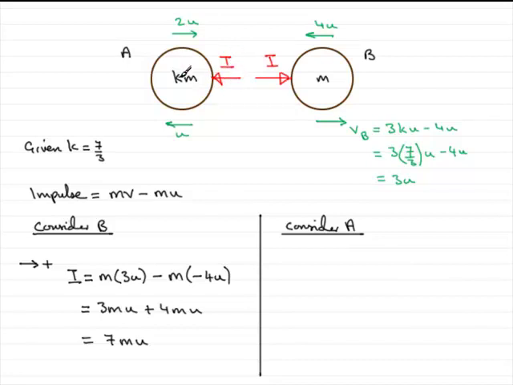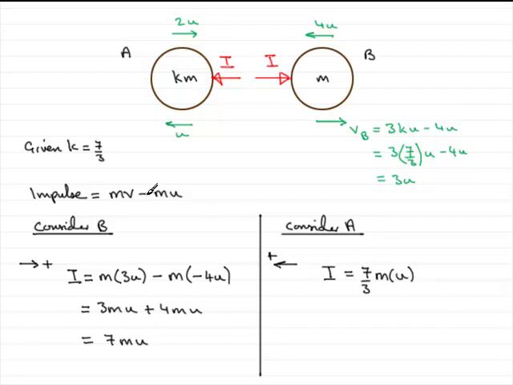Now because I acts to the left when we're looking at A, I'm going to select to the left as being positive. So when it comes to doing the impulse equation, we've got I equals the change in momentum. So we look at the final momentum, mv. We know that the mass is km, or in this case 7/3 m, because k is 7/3. So that's the mass. We look at the final velocity and we can see that we've got u going towards the right in the positive sense. So that's going to be just times u.